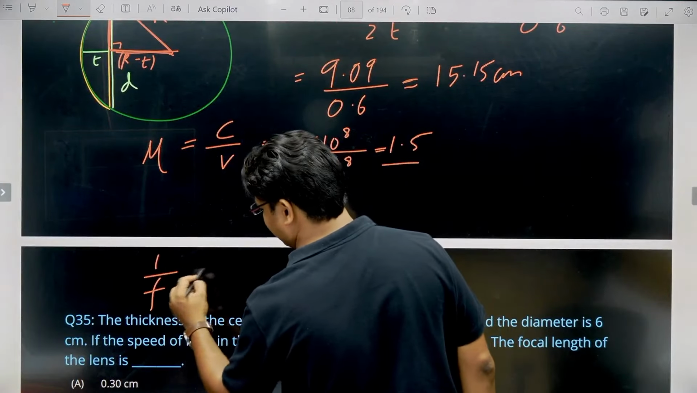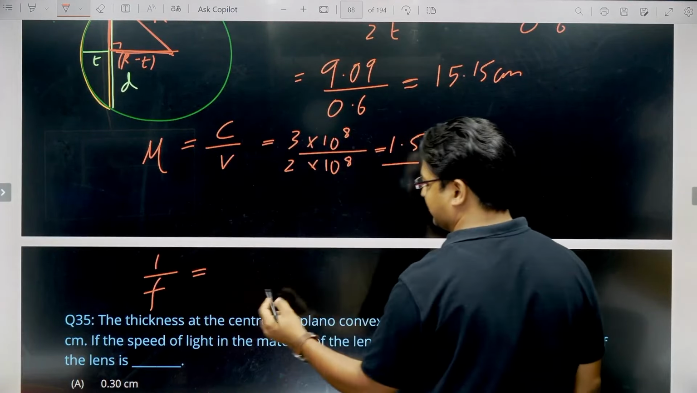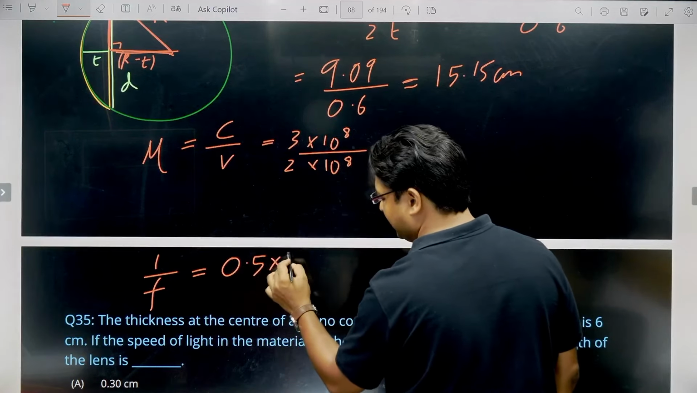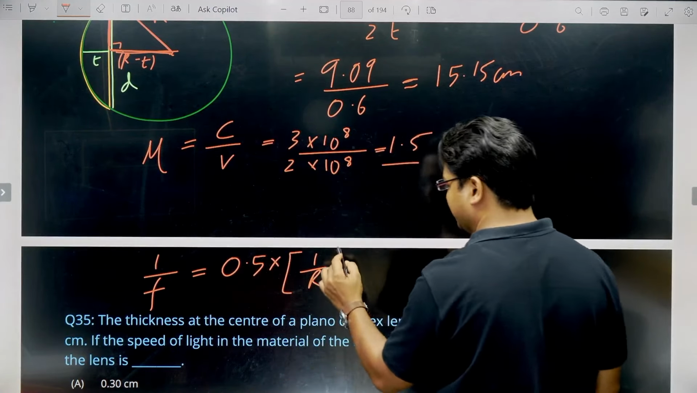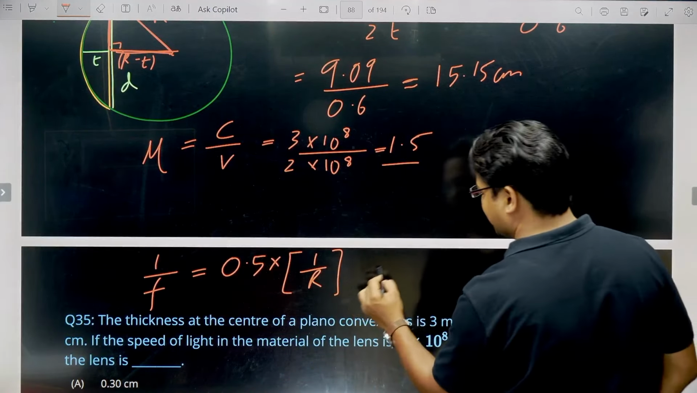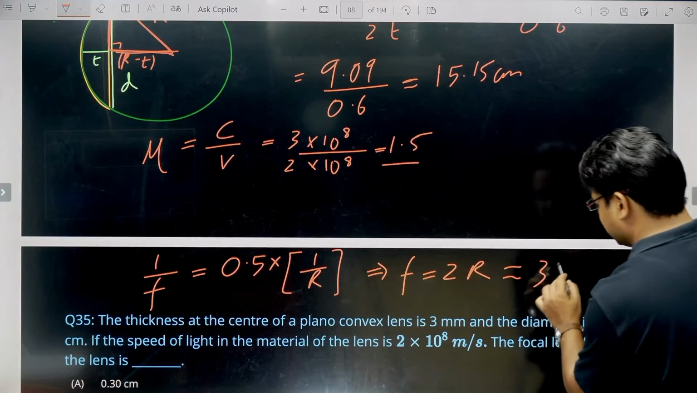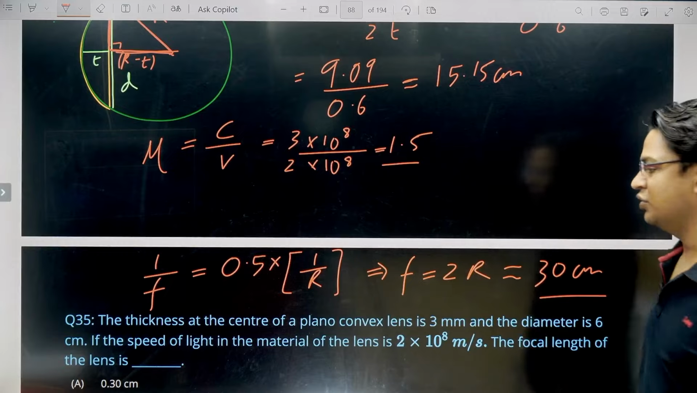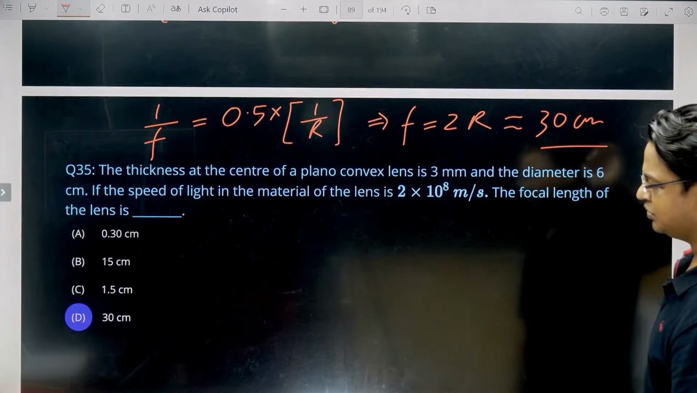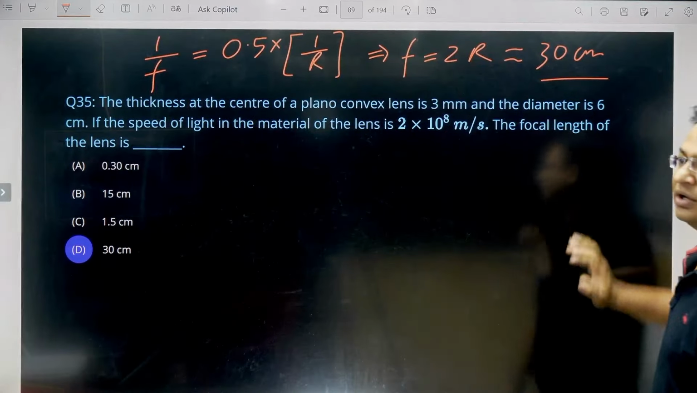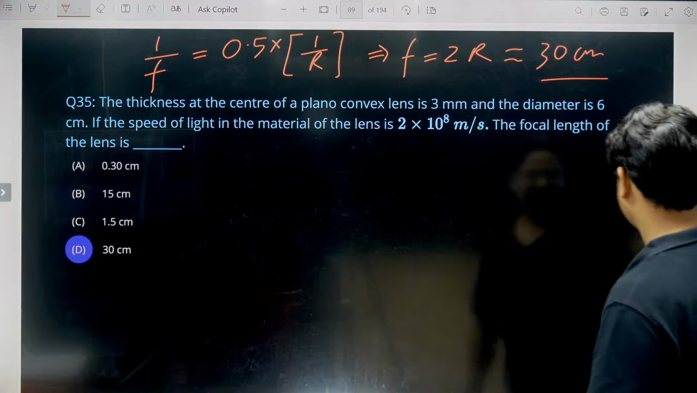So 1 upon f is equal to mu minus 1, so that would be 0.5 into 1 upon r. The other radius would be infinite, so that will disappear. So the focal length will be 2r, so close to 30 centimeters. So we look for an option which is close to 30 centimeter. Option D seems to be the right one, which is close to 30. So that is option D.